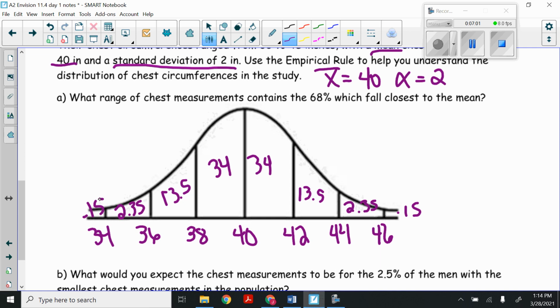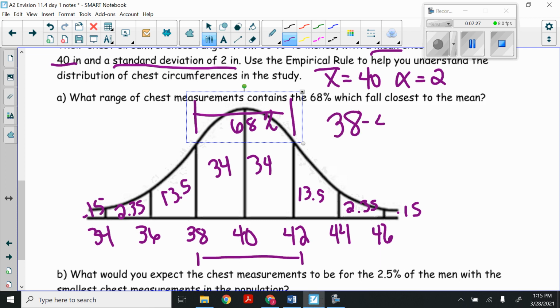All right, so part A, what range of chest measurements contains the 68% which fall closest to the mean? Remember, we also said that 68% was within 1 standard deviation above or below the mean, okay? So, and if you notice, 34 plus 34 gets us 68, so this is our 68%. So that's between 38 and 42. So between 38 and 42 inches contains 68%.